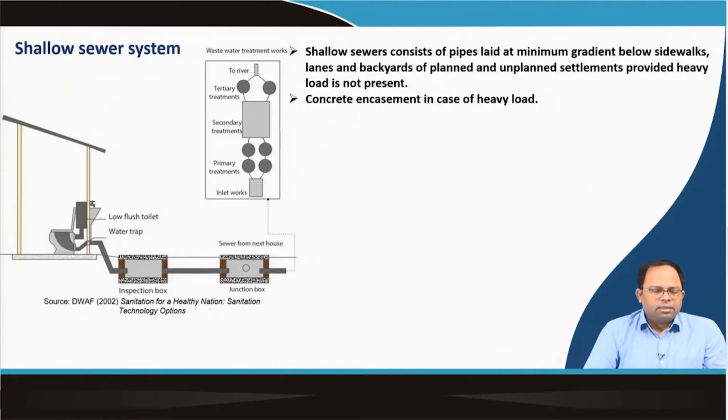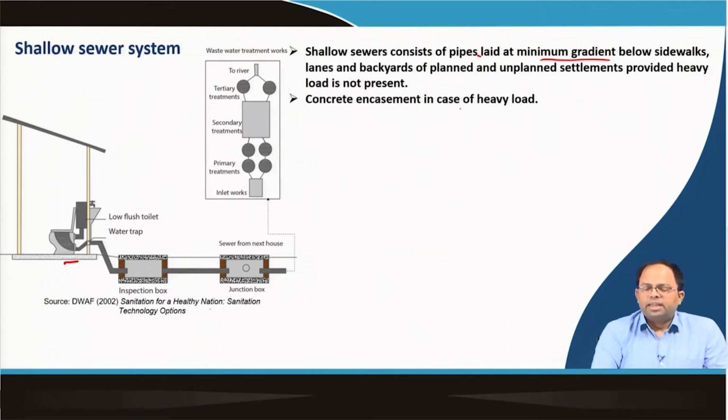Then the shallow sewer system is almost the same as the previous one, the small bore system, but the only difference is we do not have a septic tank. We directly connect the toilets with this particular sewer system. A shallow sewer system consists of pipes laid at a minimum gradient below sidewalks, lanes and backyards of planned and unplanned settlements, provided heavy load is not present.